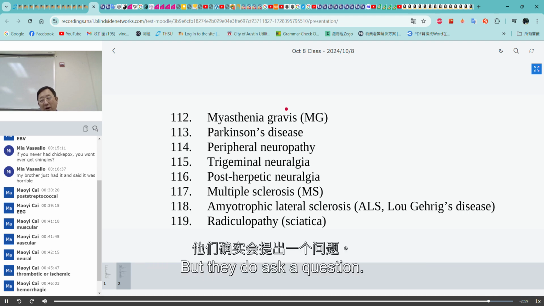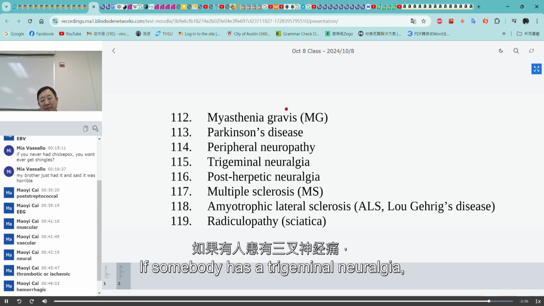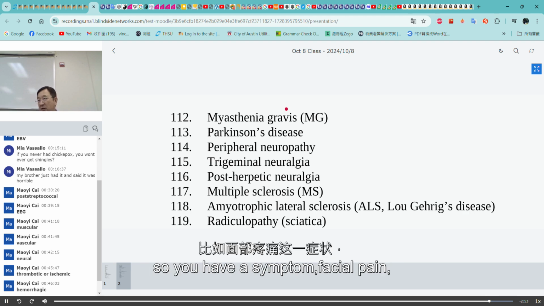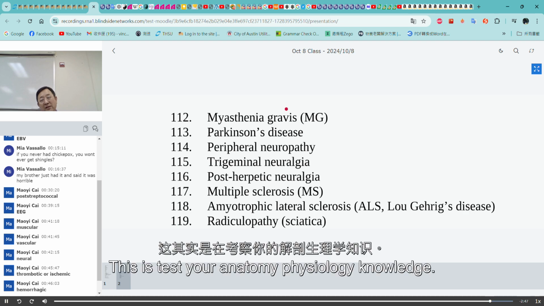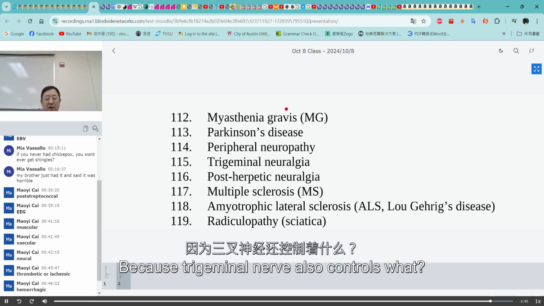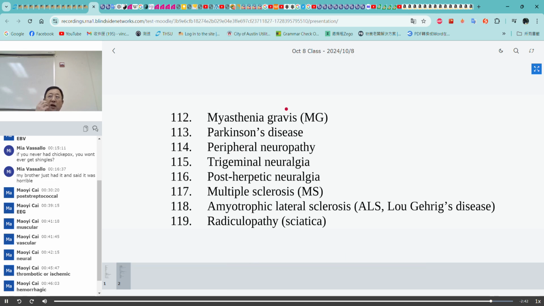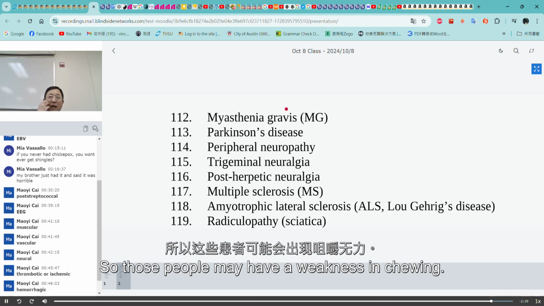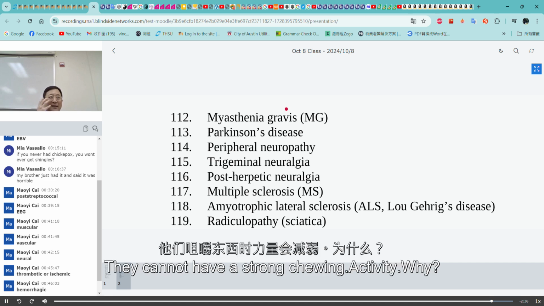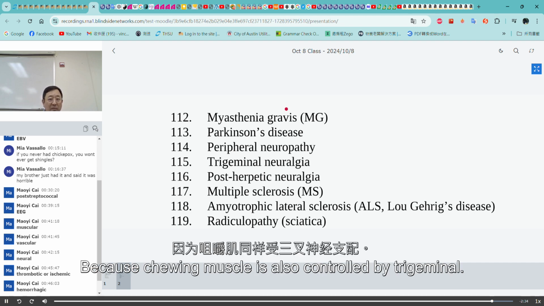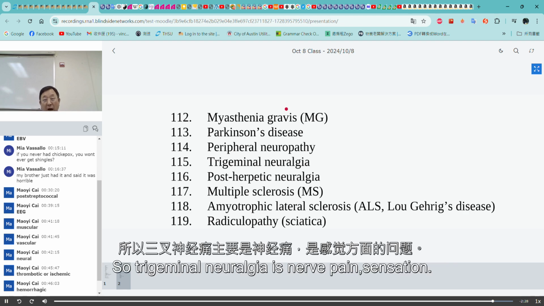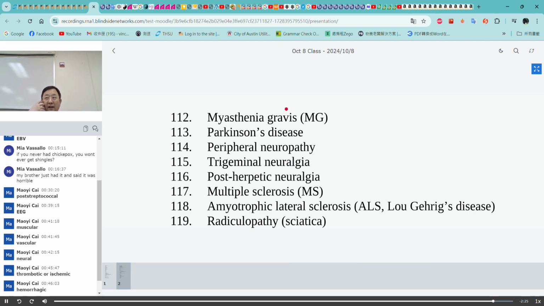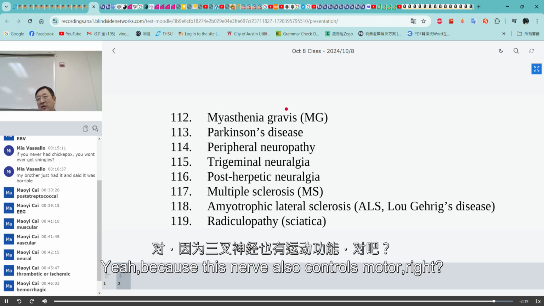But they do ask a question. If somebody has trigeminal neuralgia, and you have the symptom of facial pain, what other functions may be affected? What do you think? This tests your anatomy and physiology knowledge. Because the trigeminal nerve also controls the chewing muscle, those people may have weakness in chewing. They cannot have a strong chewing activity, because the chewing muscle is also controlled by the trigeminal nerve. So trigeminal neuralgia is a nerve pain, the sensation part, but motor function is also affected, because this nerve also controls motor, right?